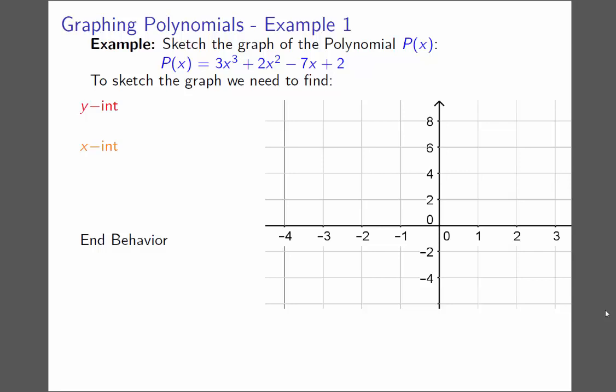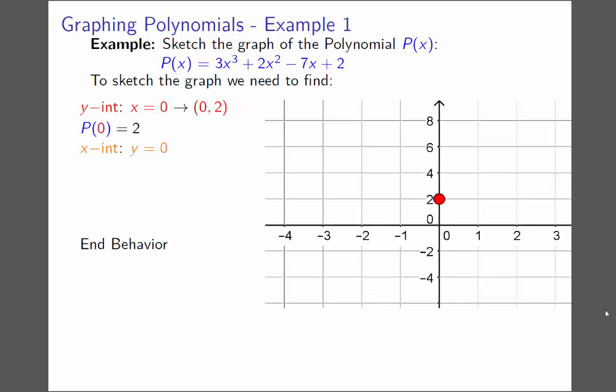For the y-intercept, we need to look when x is 0. And if x is 0, our polynomial is 3 times 0 cubed plus 2 times 0 squared minus 7 times 0 plus 2, which is just 2. So we get that the y-intercept is the point (0, 2), which we can place on our graph.